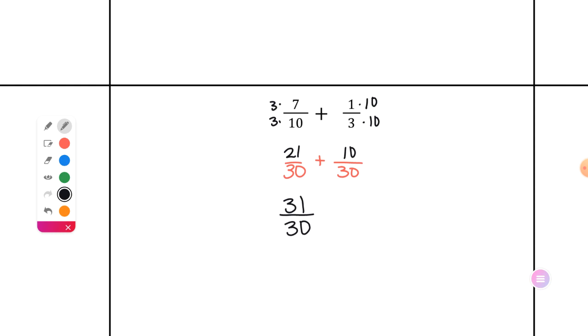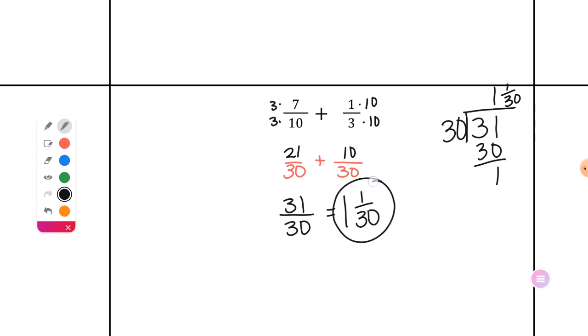So I'm going to come out here to the side. 31 divided by 30. How many times does 30 go into 31? Once. What's left? 1 left over. So 1 and 1/30th. Final answer.